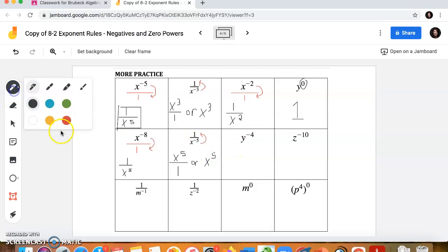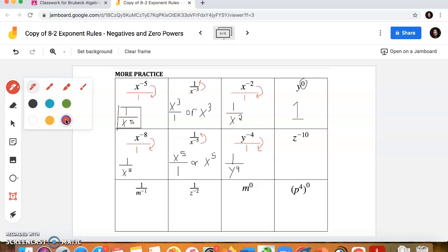For the next one, we again need to make a line so we can bring it to the bottom. We're going to cross that line, and we're going to bring the y to the bottom, and then we'll change our exponent to a positive 4. And then we'll have a 1 on the top.